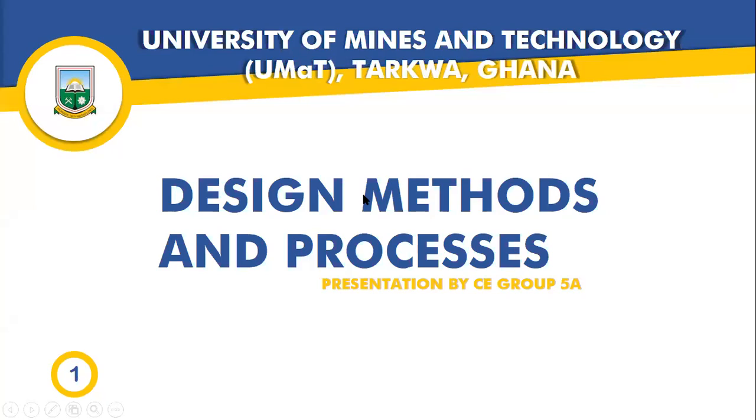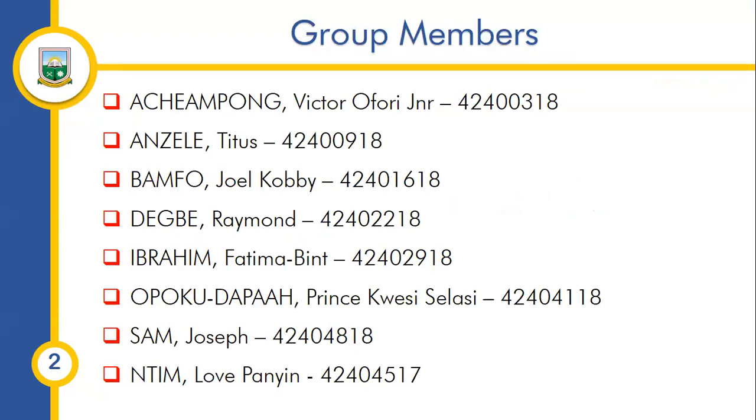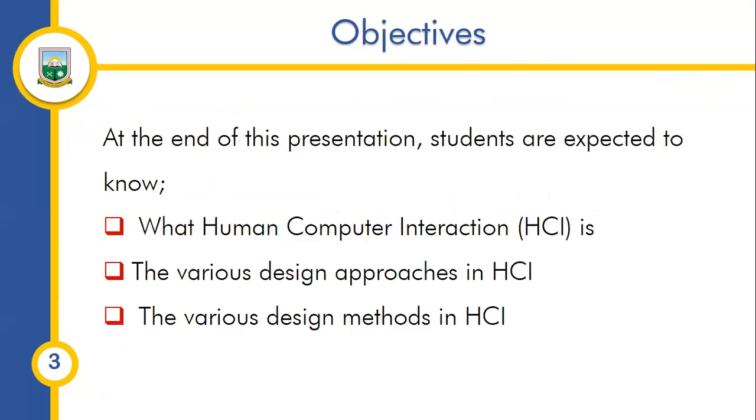So for Group 5A, we are presenting on Chapter 5 from the SES handout. That's design methods and processes. So these are our group members. And the objectives we have for this presentation are that at the end, we're expecting each and every one of us to know what human-computer interaction is, just something small about it, and then the various design approaches in human-computer interaction, as well as the various design methods in human-computer interaction.